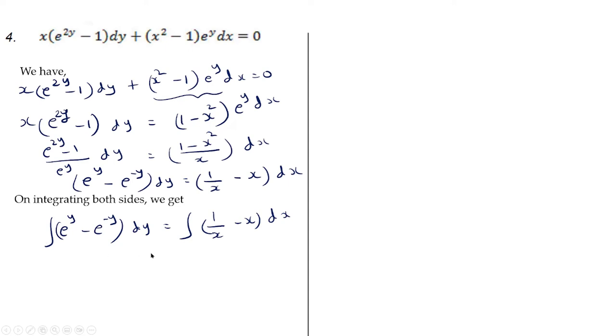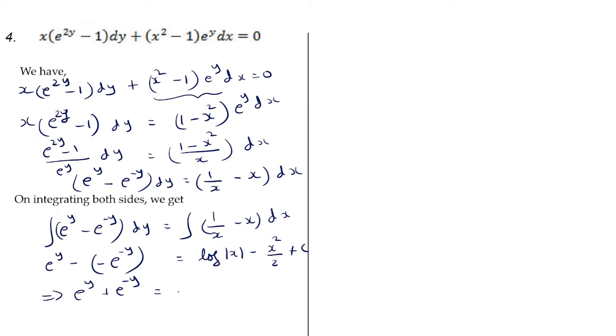Now integral e raised to y dy is e raised to y, minus integral e raised to minus y dy is minus integral e raised to minus y, equal to integral dx by x is log mod x, minus integral x dx is x square by 2, plus c. So this is e raised to y plus e raised to minus y equal to, let us bring these two to the other side, plus x square by 2 minus log mod x equal to c. So this is the general solution for this differential equation.